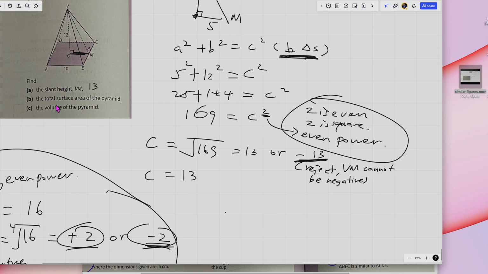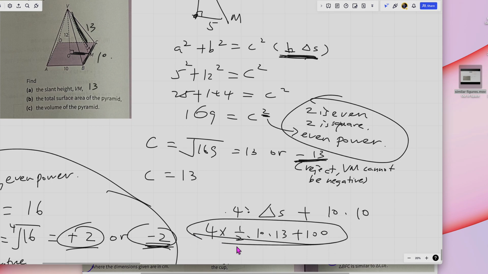Now the total surface area of the pyramid, I think is pretty simple. You have four triangles plus one square base, which is 10 times 10. So the VM you found out is 13, and the base is 10. So it's half times base times the height, and then you times 4 of them, then you plus the 100. That will give you the total surface area of the pyramid.